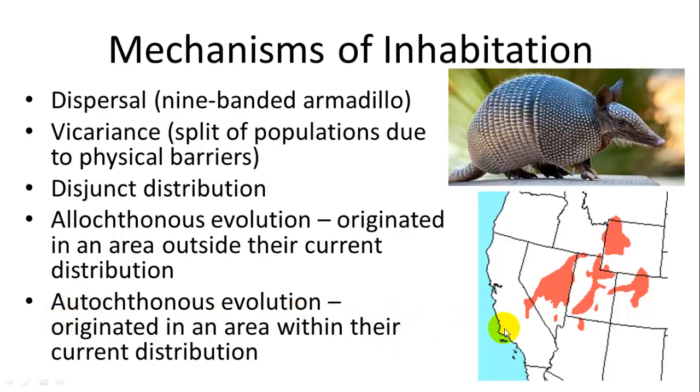Autochthonous evolution is where the original population is within the current range. So let's say it was originally here in Nevada and has spread all over the Rockies, but the original evolutionary lineage is also within that current range as well.